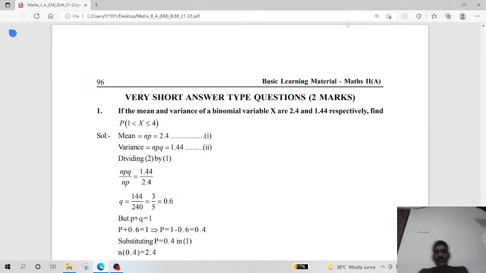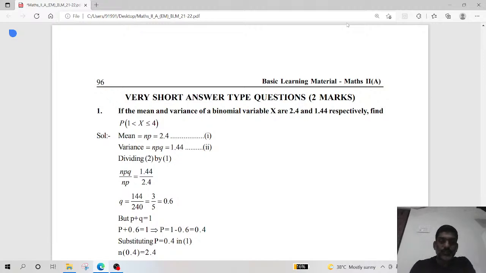Right. The mean and variance of a binomial variable X are 2.4 and 1.44. So np and npq are given: np is 2.4 and npq is 1.44. Then from these two we get q equal to 0.6. Find the value of p. They are asking, p plus q is equal to 1 here. So q is already there, then p is equal to 0.4.